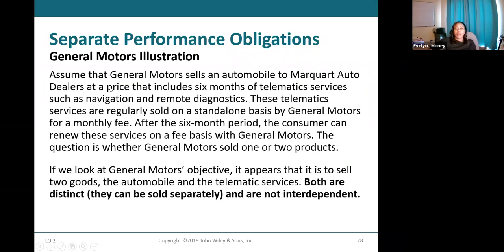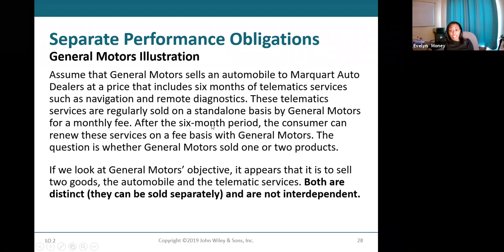Now, here's an excellent example. I love this example. Let's assume that GM sells an automobile to the dealers at a price that includes 6 months of telematics navigation services. Now, these services are typically sold on a standalone basis. And after the 6-month period, the customer can renew the services with General Motors. And the question is, is this one interrelated product, or are these two separate products? Now, in this example, the products are distinct in that they can be sold separately.